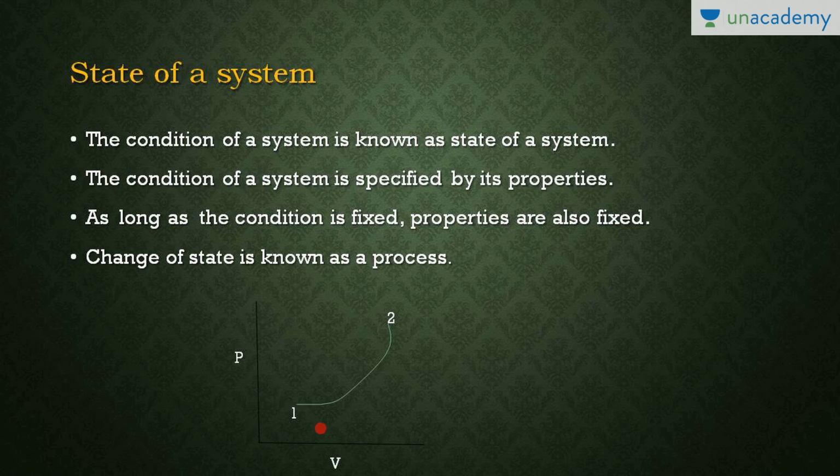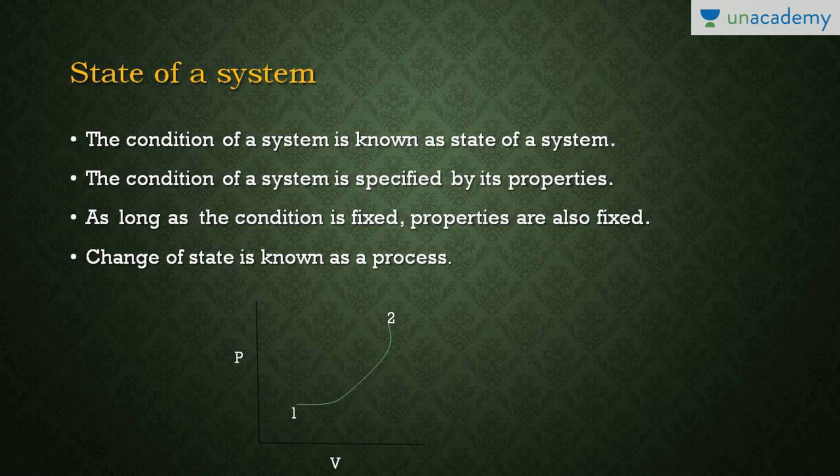For condition 1 there are properties P1 and V1. For condition 2 there are properties P2 and V2. As long as the condition is fixed, properties are also fixed. For example, on this particular condition 1, P1 and V1 are fixed. On this particular condition 2, P2 and V2 are fixed. See, change of state is known as a process. For example, from 1 to 2 there is a change of state, and the change of state is known as a process. So going from 1 to 2, it is a process.